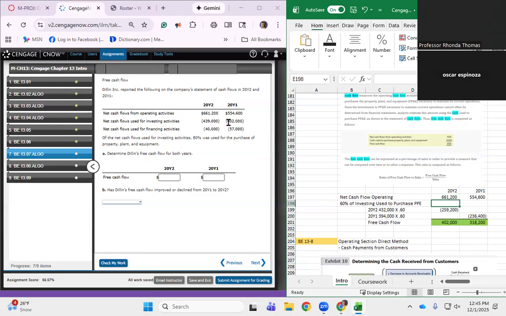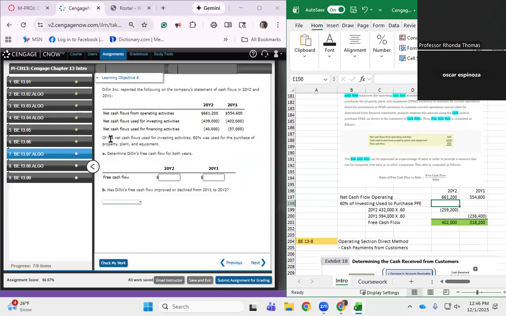So last year, because of investing activities, it caused our cash to go down 402,000. This year, it's causing our cash to go down 439,000. All right, so let's go ahead and put these numbers in. And the financing is just in there to confuse you.